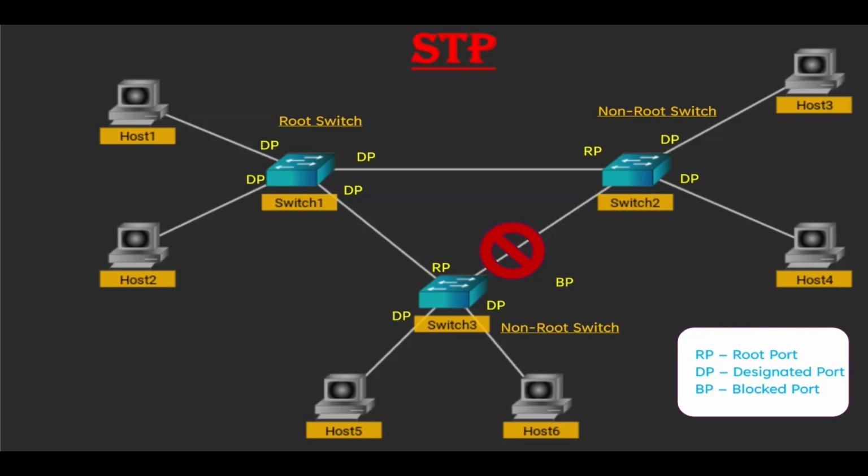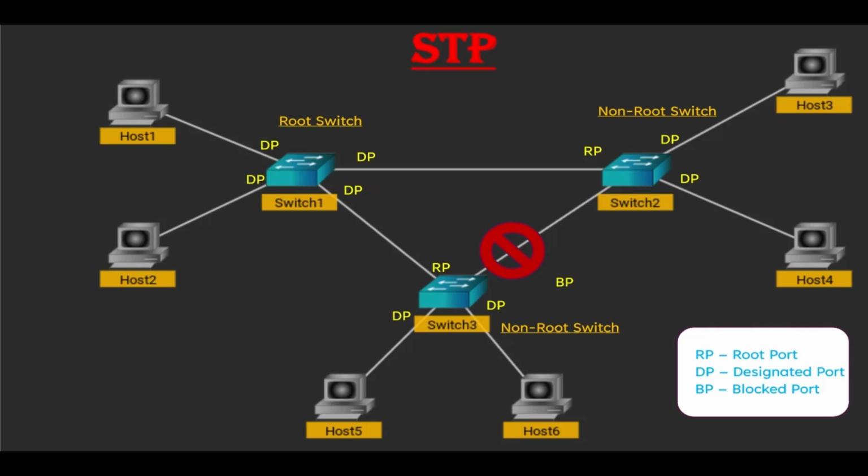We can see in this topology that the STP process has ended and a root switch has been selected. We can see that all the ports on switch 1 are the DP, designated ports. Switches 2 and 3 are the non-root switches. Switch 2 has selected one port with the lowest root cost as RP, root port. All the other ports on switch 2 are DP, designated ports. Switch 3 selects one port with the lowest root cost as RP, root port.